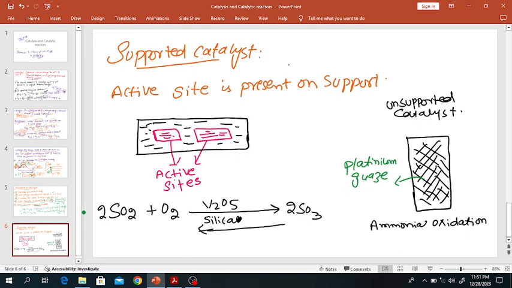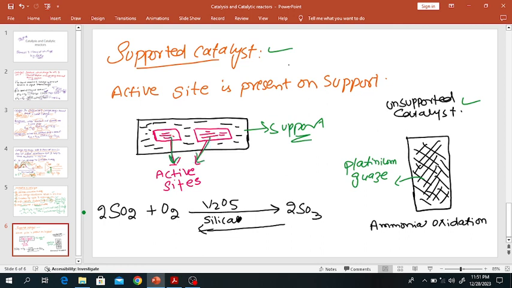Now there are two types of catalyst. One is the supported catalyst, and the second one is the unsupported catalyst. In the supported catalyst, a support is present. This is the support, and on the support we have active sites. These are the active sites.